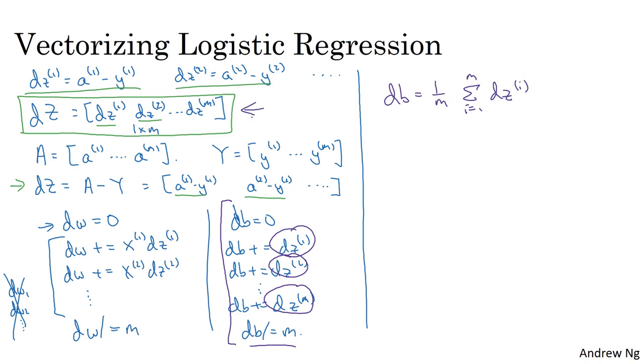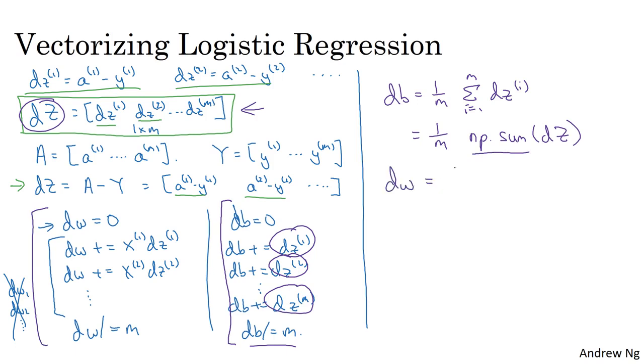And well, all the dz's are in that row vector. And so in Python, what you do is implement 1 over m times np.sum of dz, right? So just take this variable and call the np.sum function on it, and that will give you db. How about dw? I'll just write out the correct equations. You can verify it's the right thing to do. dw turns out to be 1 over m times the matrix X times dZ transpose.